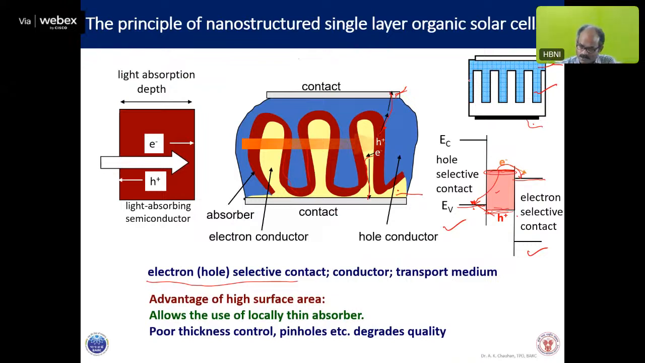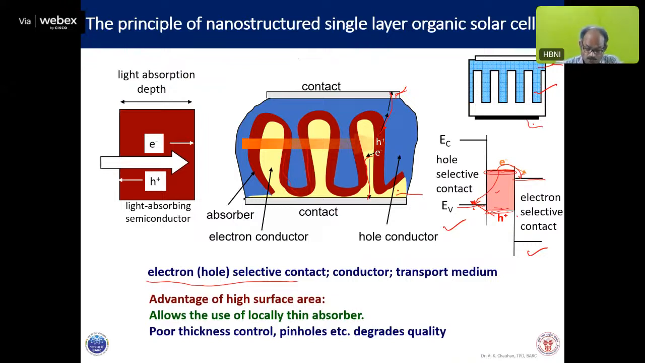So this finger-making kind of thing, the bulk heterojunction, has the advantage of higher surface area, and it allows the use of locally thin absorbers, because you are putting the absorber as a thin layer. Then poor thickness control and pinholes are the issues in this, and of course degradation is an issue with the majority of the things.